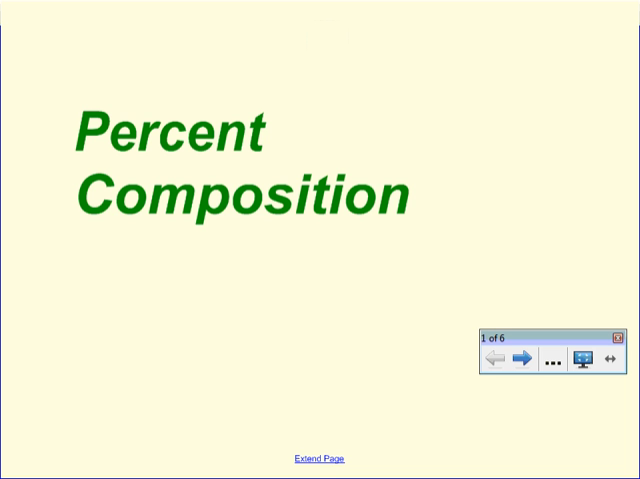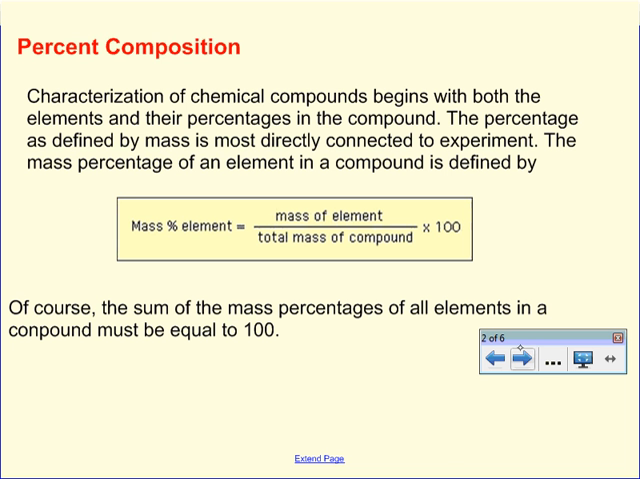Hello. In this lesson, we're going to take a look at percent composition. Now, percent composition is the characterization of a chemical compound and its percentage of mass of each element within that chemical compound. And it's defined by this equation here.